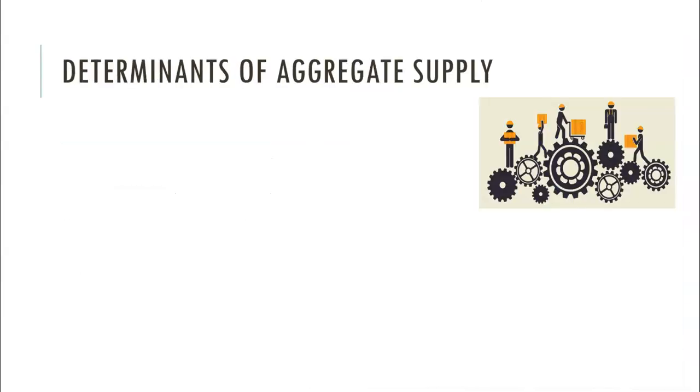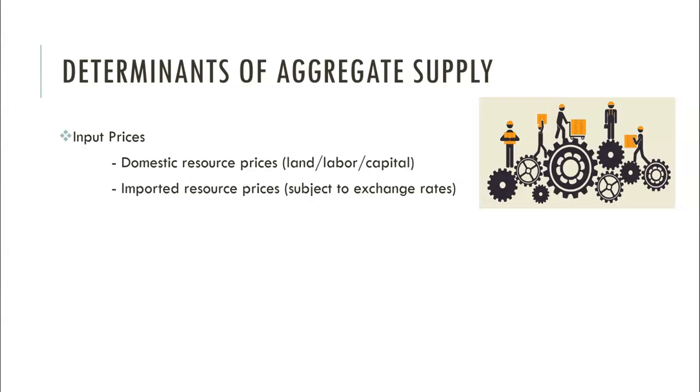Now let's look at some of the determinants of aggregate supply. These are going to be some things that can actually shift the aggregate supply curve to the right or to the left. So input prices. This is going to affect the cost of production. This can be domestic resource prices or imported resource prices. So we're talking about land, labor, and capital. These things are subject to changes in exchange rates if we're buying them from foreign countries.